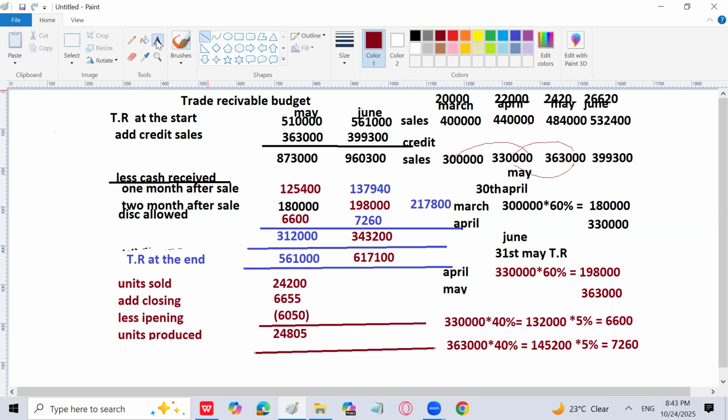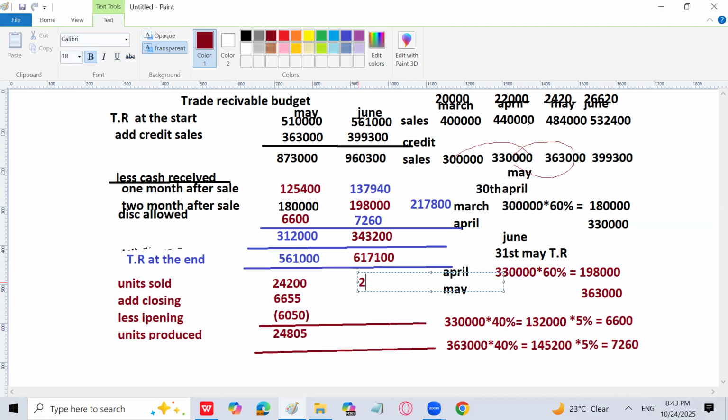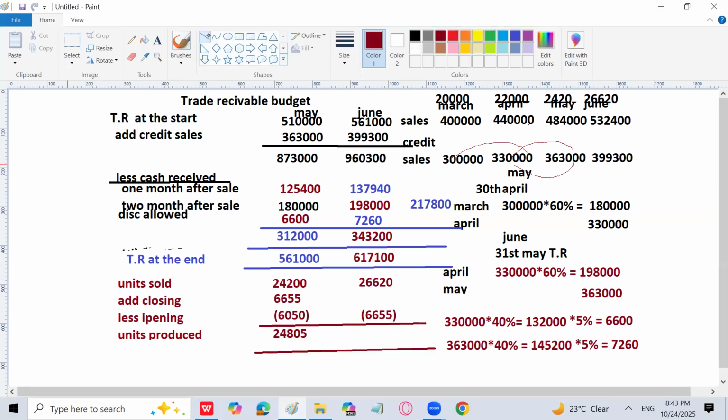Now next, units sold in June, we know that is 26620. Add closing units less opening units. Opening units are going to be 6655 because the closing units of May is going to be the opening units of June. Now the problem is this, that we need to find the closing units of June.